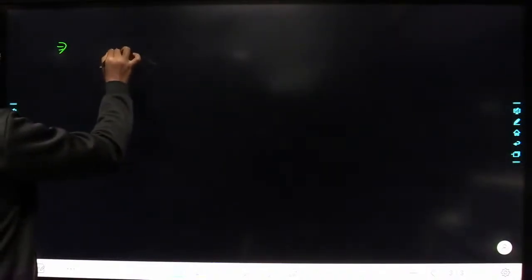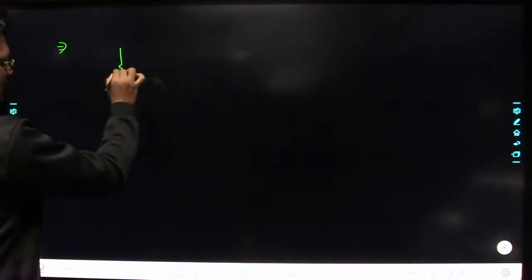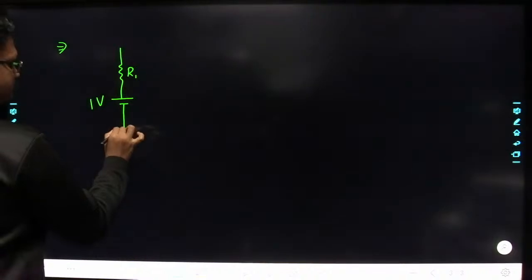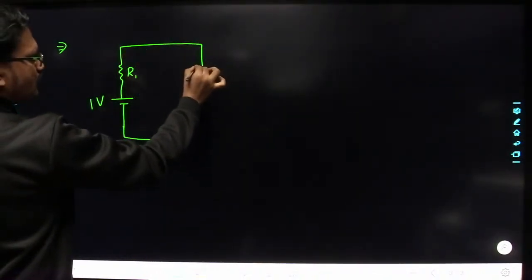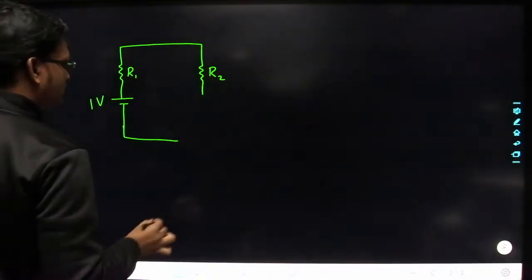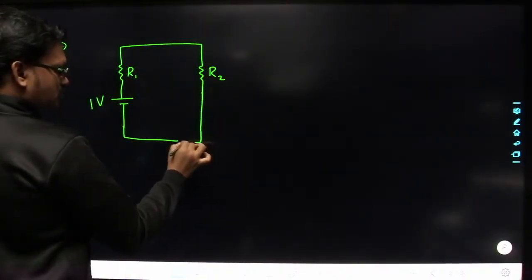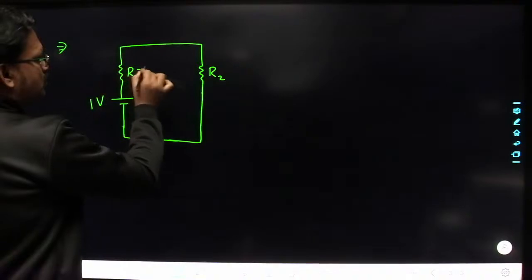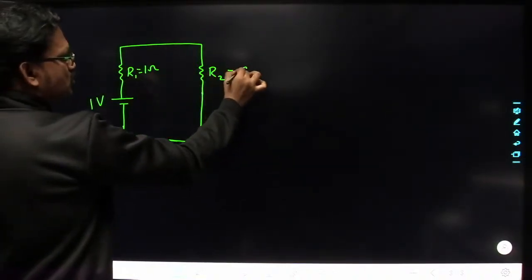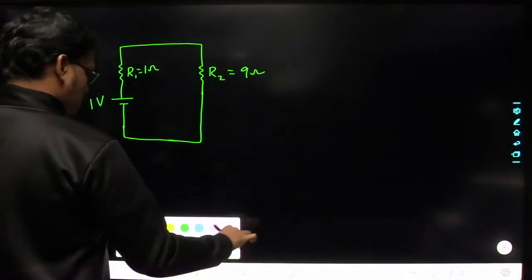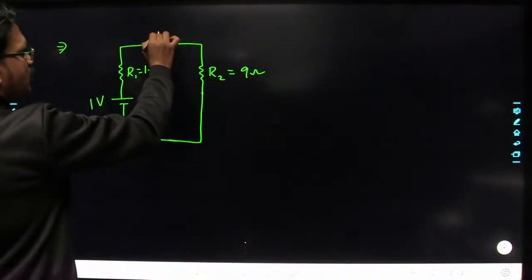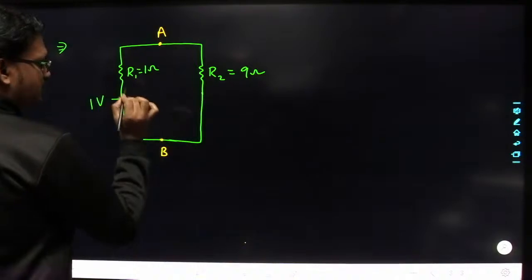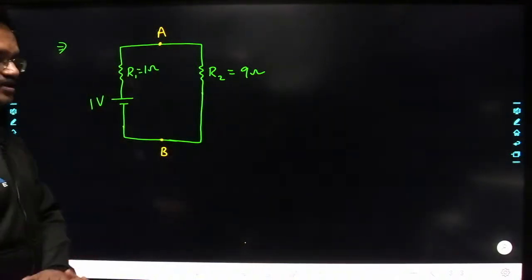So I am giving this circuit here. Let us say this is R1, here let us say this is 1 volt, and here let us say this is R2, right? Let us say R1 is equal to 1 ohm and R2 is equal to 9 ohm. Now I am considering this point as A, and this point as B, right?